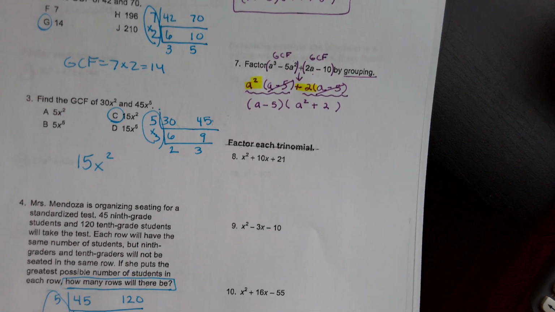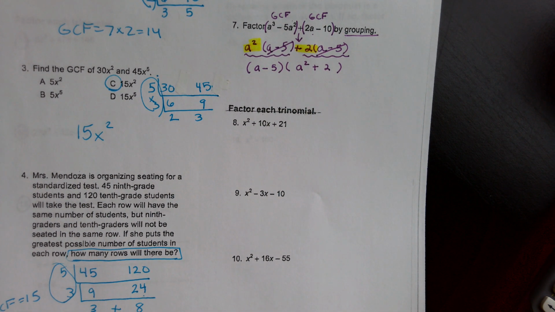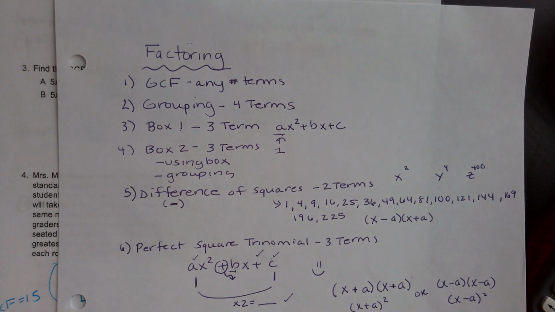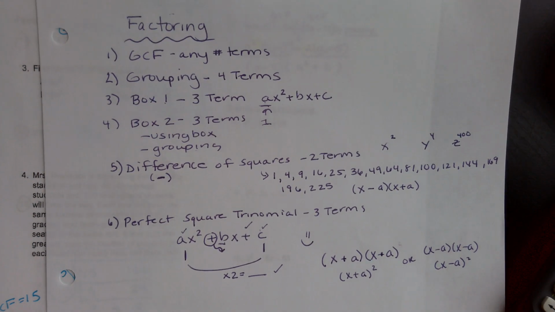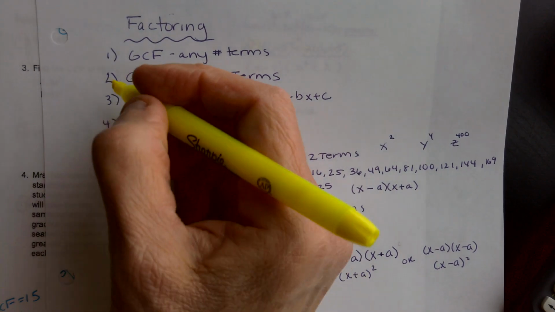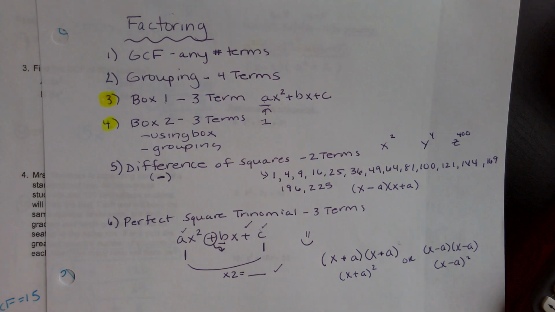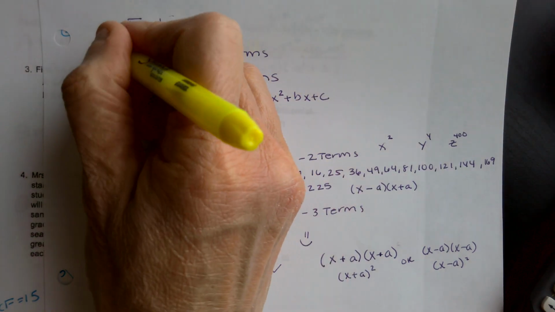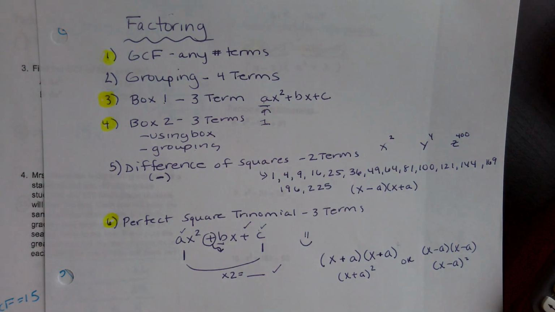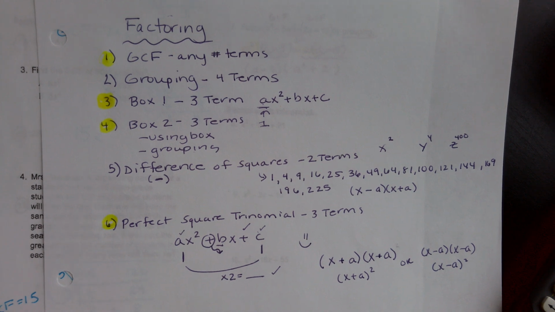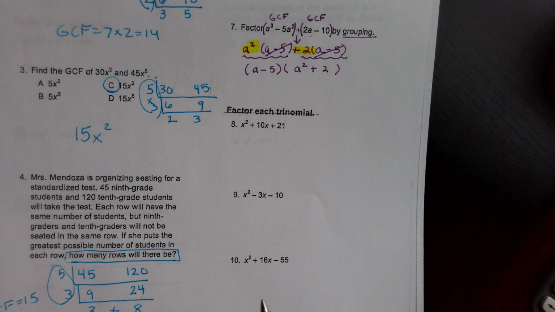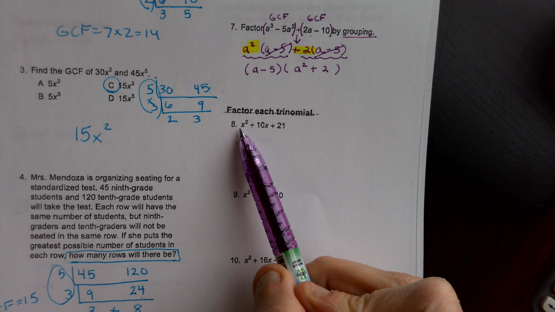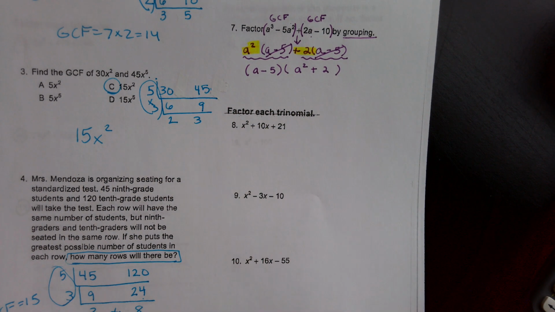All right, keep going. Now it says factoring trinomials. So again, our trinomial ones, where are the ones that are trinomials? Box 1 is a trinomial, box 2 is a trinomial, number 6 is a trinomial, or it could be this one, right? Because GCF could be anything, any number of terms. So, as I've always said, check GCF first. No, there's nothing you can take out of all 3.